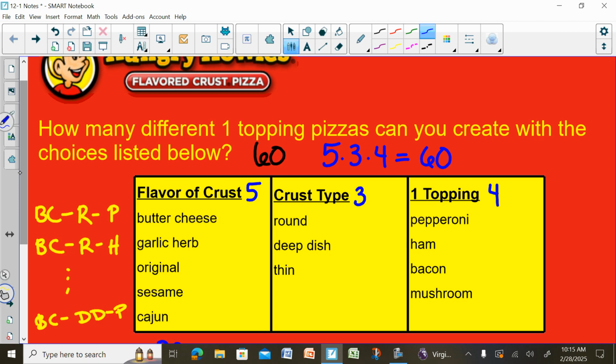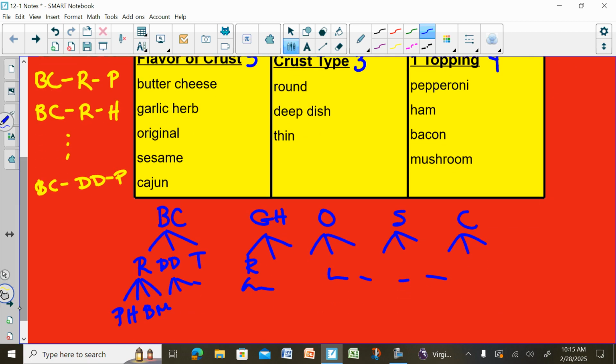You could have also done an abridged version, where you just do one of these branches and then times it by 5. So once you finished one whole butter cheese tree diagram, you'd realize there were 12 choices for butter cheese. Well, then that means there would be 12 choices for each flavored crust. 12 times 5 is 60 as well.